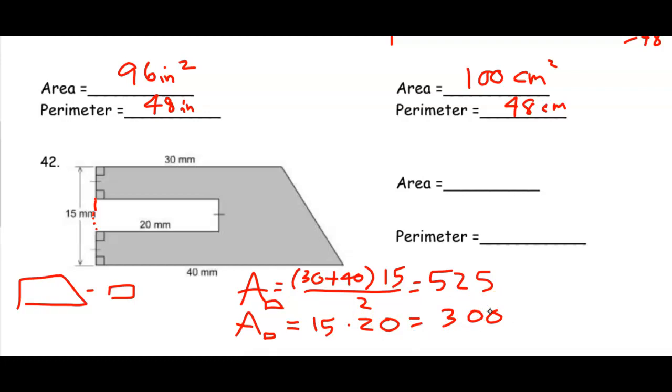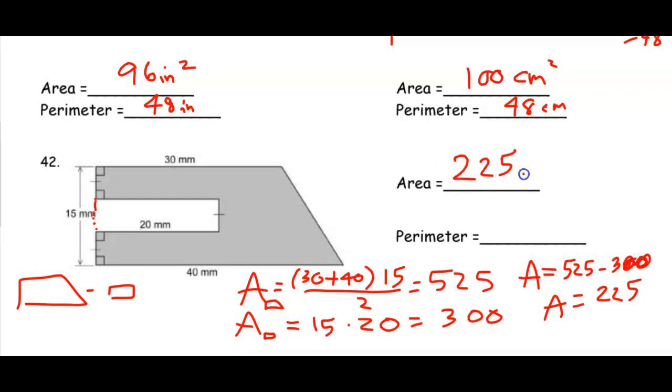So what am I going to do? The total area is going to be 525 minus 300. That's going to equal 225. That is a 300. Okay. So 225 millimeters squared. Now for perimeter, we're going to have to figure out the hypotenuse.